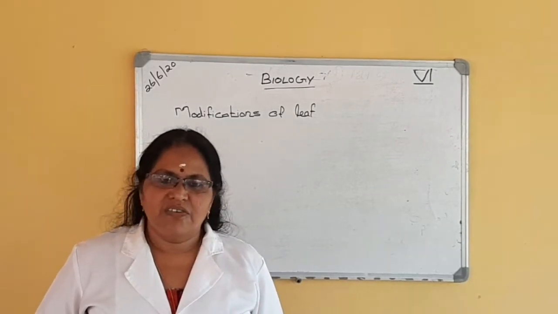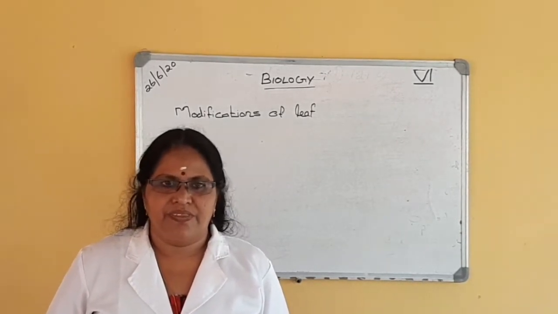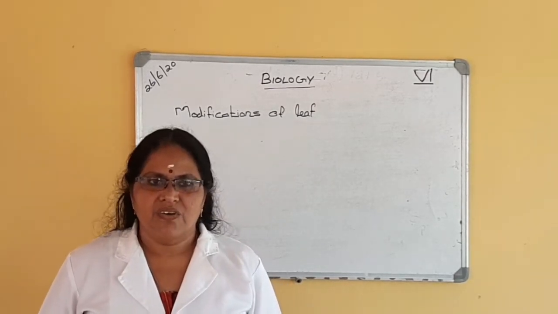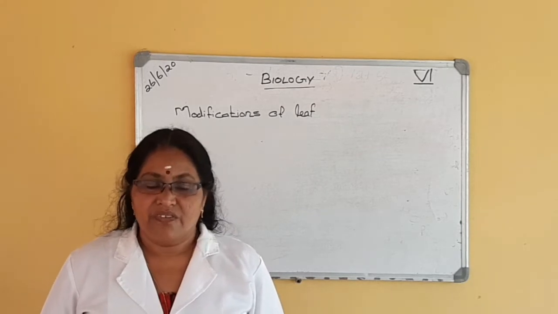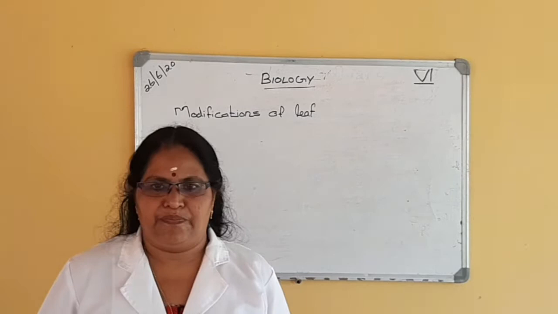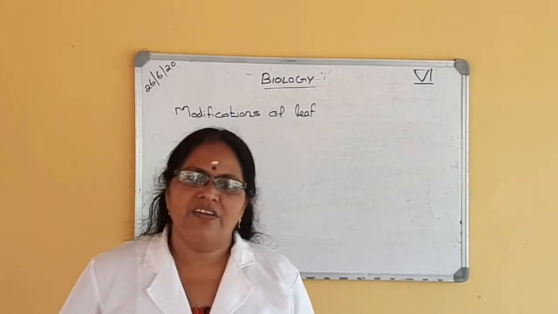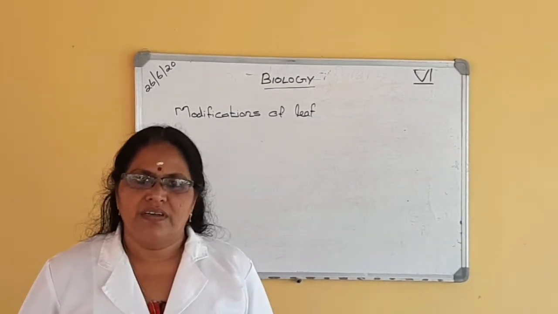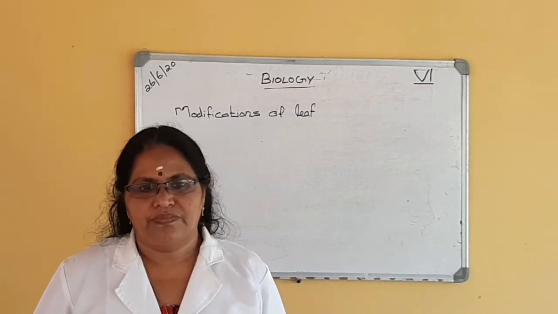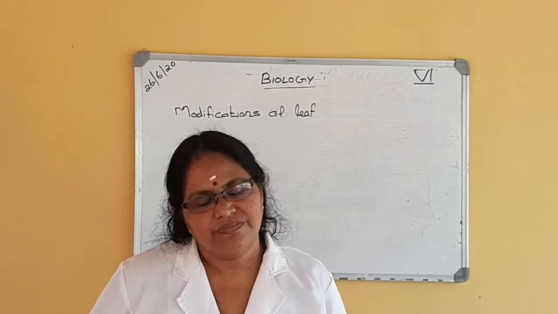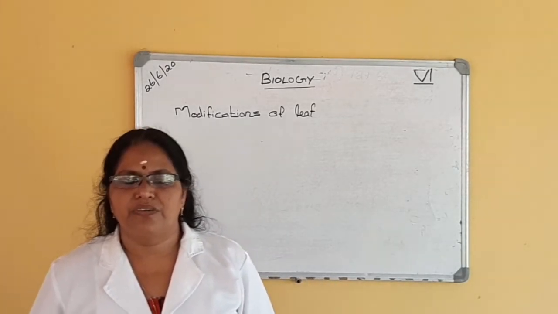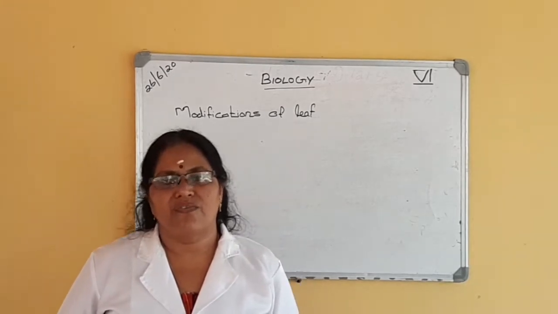In the last class, you learned about the leaf, its structure, different types of leaves, functions of leaves, venation, and the arrangement of leaf on the leaf lamina. I hope that you all have drawn the structure of a leaf in your notebook. Did you all draw? Okay. Today, let us study about the modifications of leaves.